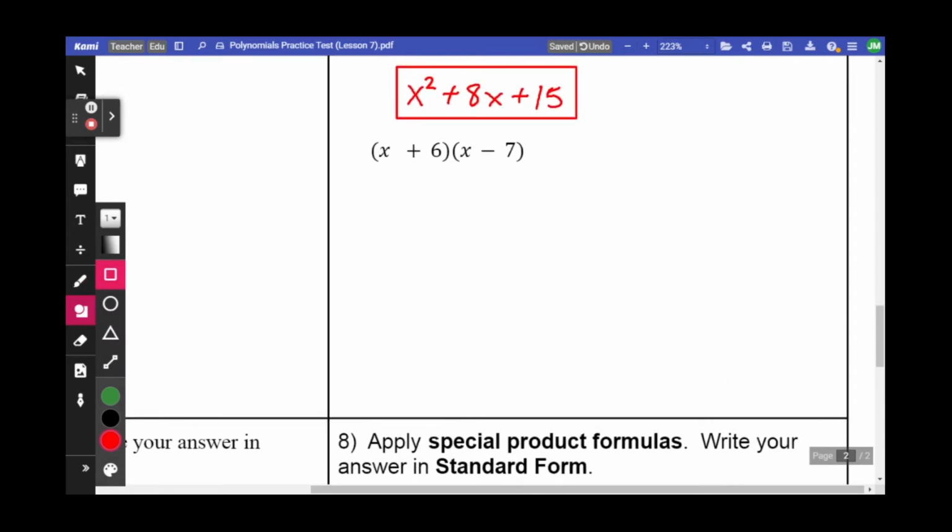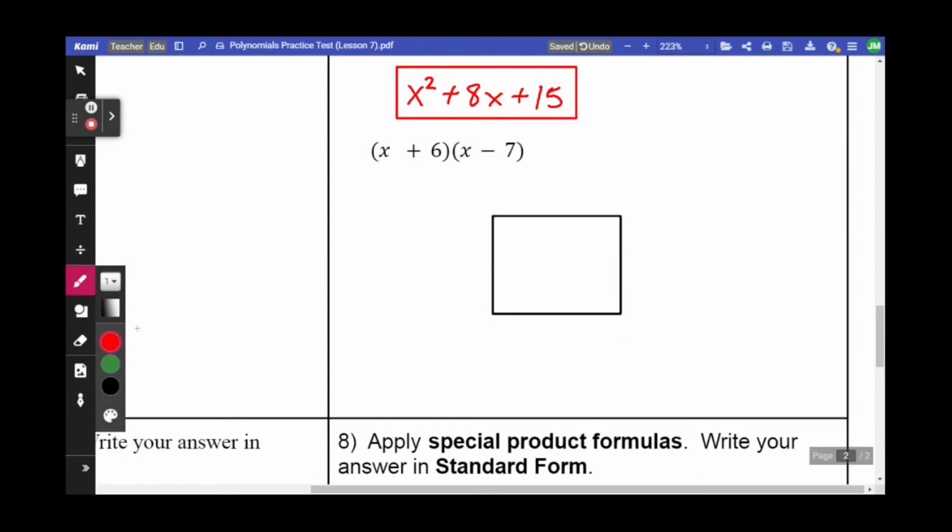All right, the second problem here, I'm actually going to build a box of dimensions 2 by 2. And along the top, I'm going to put my first binomial, so 1x and 6. Along the side, I'll have 1x, -7. And then I'm going to go ahead and multiply all the rows and the columns together.